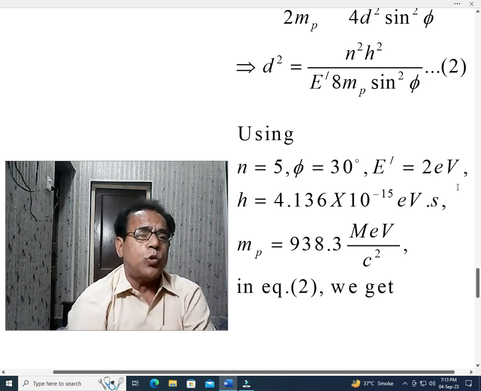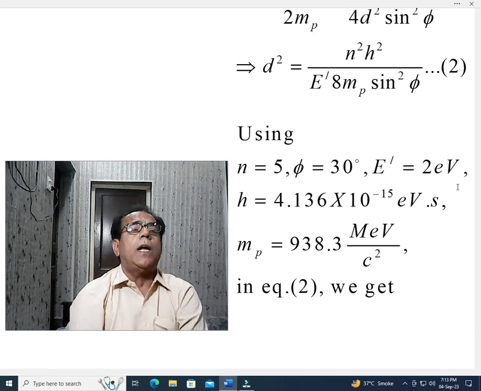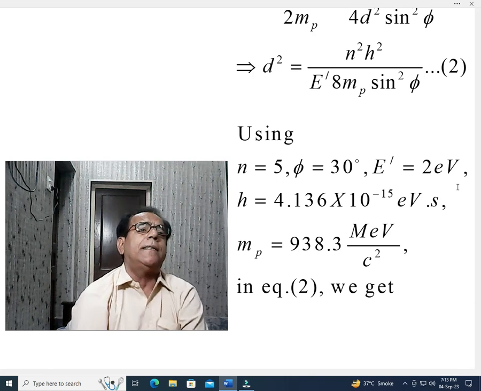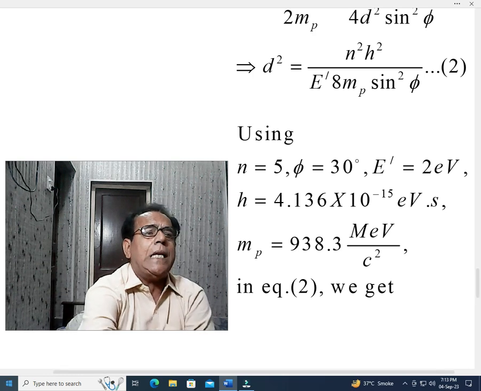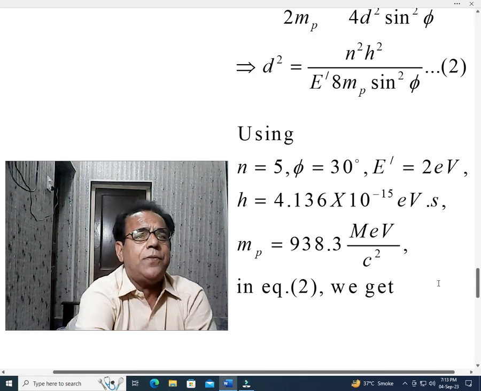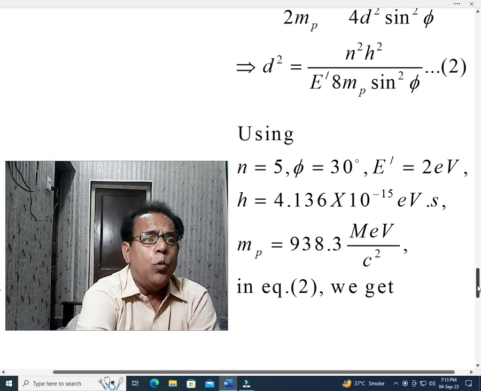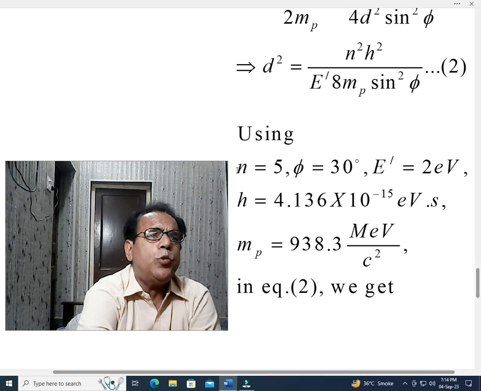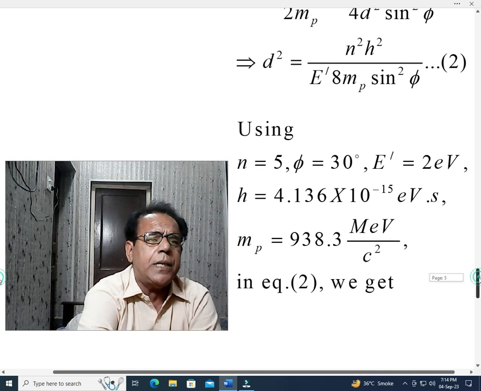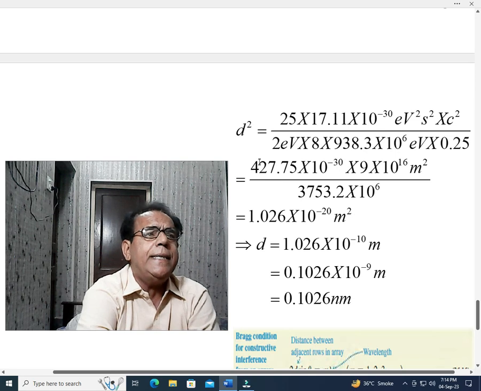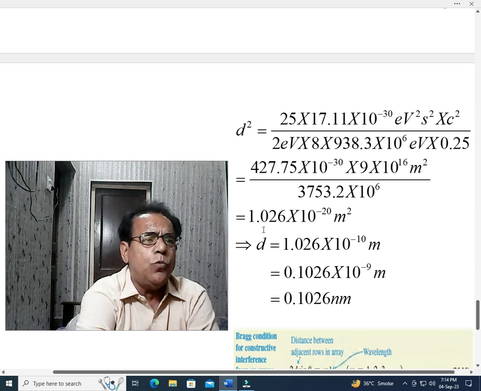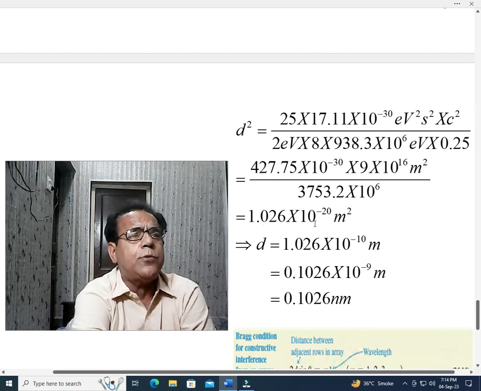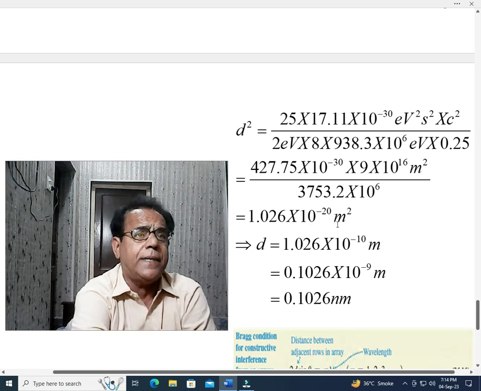The kinetic energy of the proton E dash is given as 2 electron volt, the angle is given as 30 degrees, n is given as 5, h is Planck's constant and its value has been taken from the table. Moreover, the mass of the proton is also a constant and has been taken from the table. Putting all these values in equation number 2, we get d square equal to this, and this implies that d square becomes equal to 1.026 into 10 raised to the power minus 20 meter square.